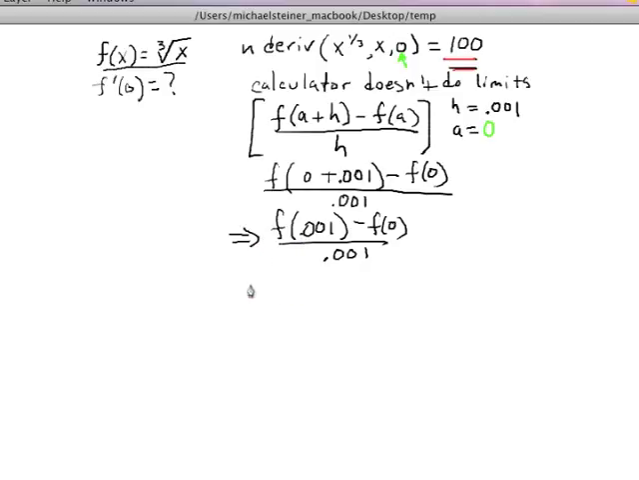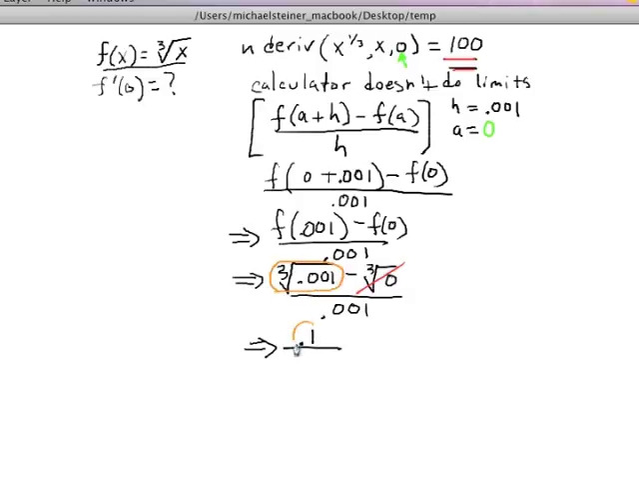And let's put our function here. This is the cube root of 0.001 minus the cube root of 0 over 0.001. The cube root of 0 is 0, so I'm going to take that away. And the cube root of 0.001 is just 0.1. That was all I did was evaluate this. That's 0.1. I'm not going to write minus 0. Divided by 0.001. And what is this? This is 100. So that's how your calculator got to 100.